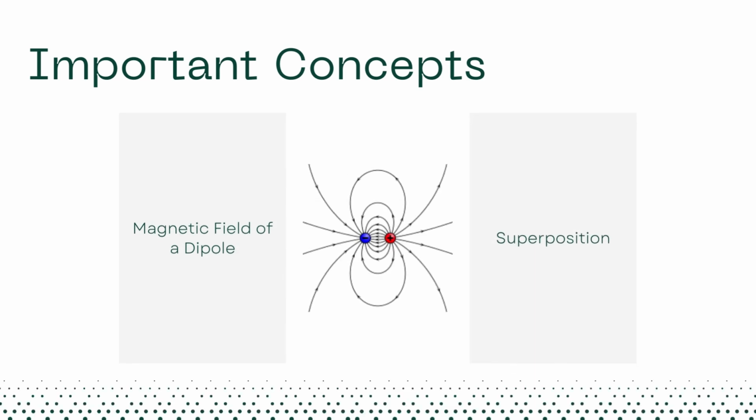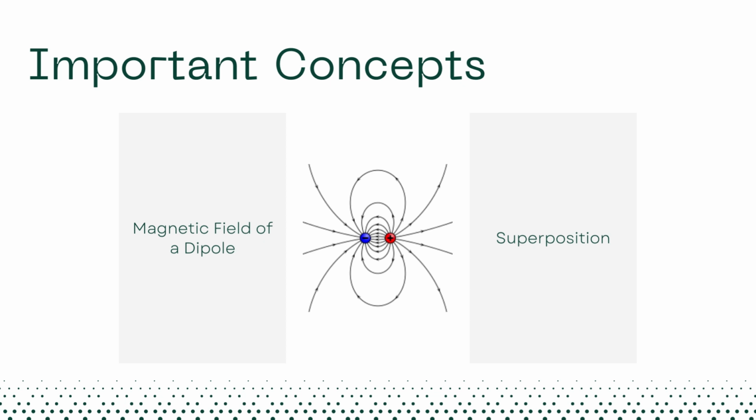Firstly, we'll discuss the concept of the magnetic field of a dipole and how that's similar to that of a bar magnet. Bar magnets' magnetic field occurs in the same pattern as that of a dipole, running from the positive charge outwardly to the negative charge. Lastly, we'll discuss the idea of superposition.